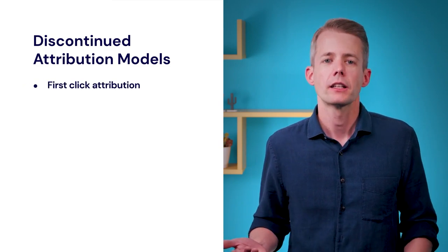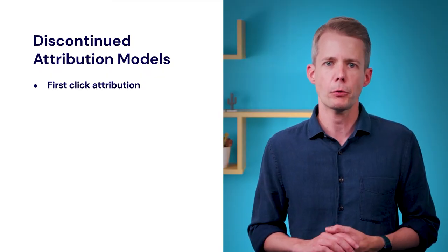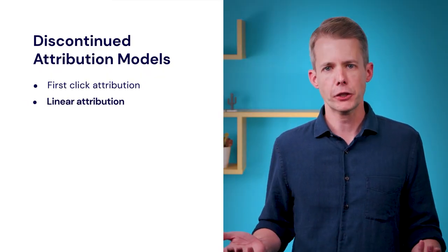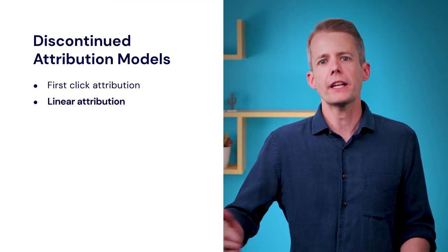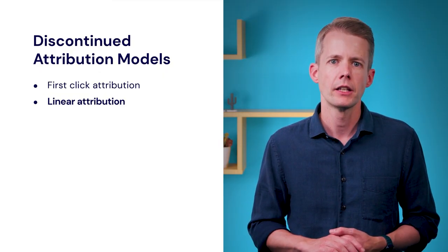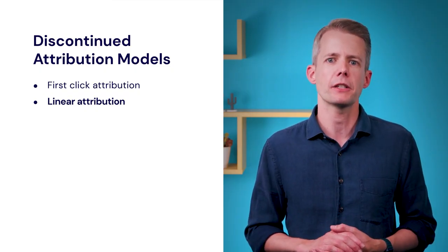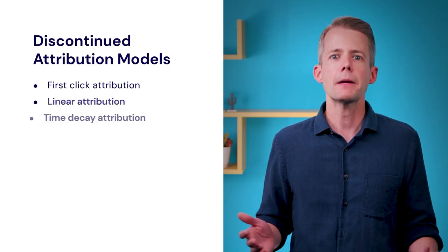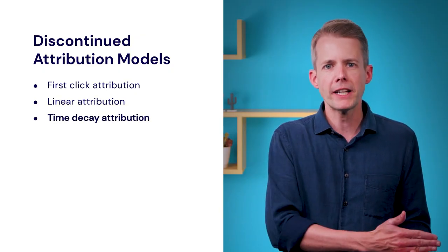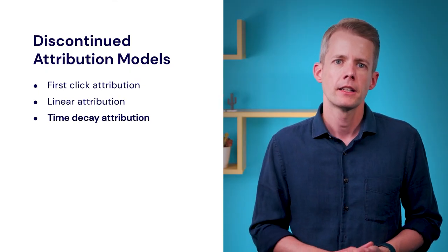First-click attribution gives all credit for the conversion to the first-clicked ad and corresponding keyword. Linear attribution distributes the credit for the conversion equally across all ad interactions on the path. So if there have been 5 ads involved, each ad gets 20% credit for the conversion. Time decay attribution gives more credit to the ad interactions that happen closer in time to the conversion.